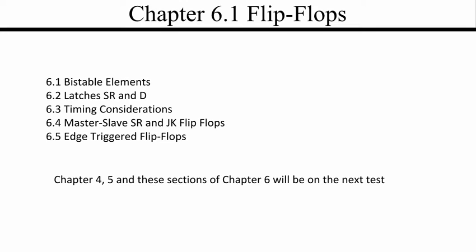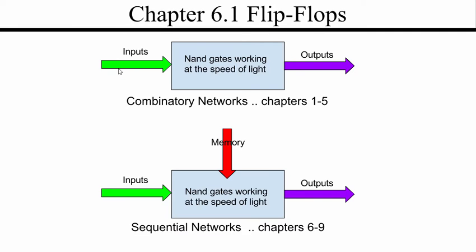Chapter 6 is about flip-flops. The first 5 sections of Chapter 6 we're going to cover, and then we're going to have a test along with everything in Chapters 5 and 4. We've been through Chapters 1 through 5 talking about combinatory networks. That's when the inputs hit our circuits and our circuits have energy flowing through them at almost the speed of light. Our outputs then change almost instantaneously.